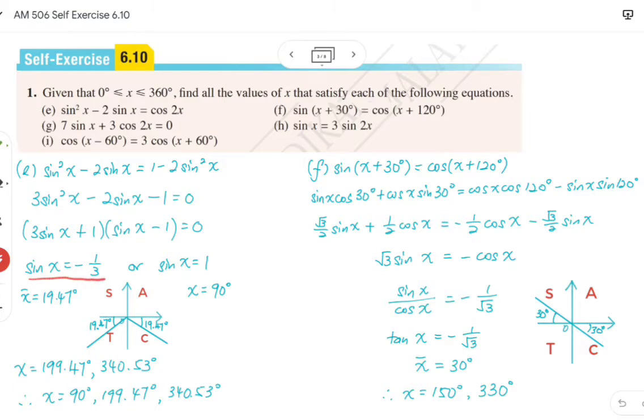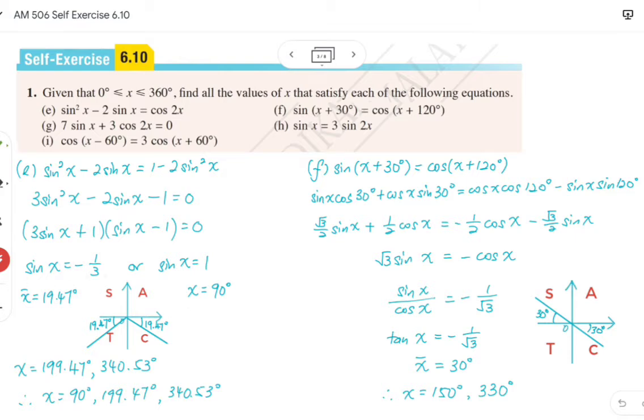There we get sine x equals to negative 1 over 3. And second factor, sine x minus 1 equals to 0. There we get sine x equals to 1. So from sine x equals to negative 1 over 3, get the reference angle, we get 19.47. Put the reference angle of 19.47 into quadrant 3 and quadrant 4 so that sine x will be negative values. Alright, so we have these two angles.